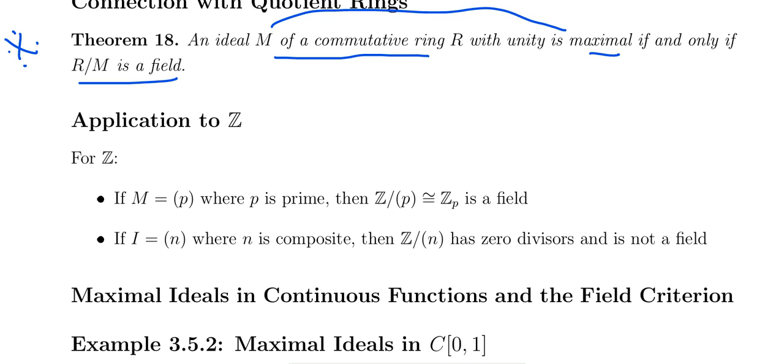So for example, M equal to the ideal generated by p, where p is a prime number. Then Z by p is isomorphic to Zp, and Zp is a field. And if I equals the ideal generated by n, where n is a composite number, then Z by n has zero divisors and is not a field.